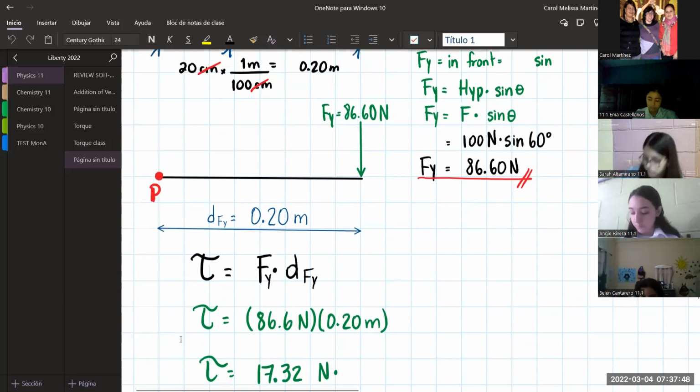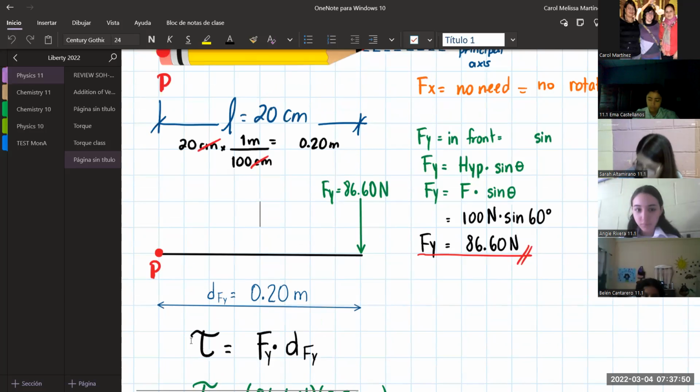Now, what type of rotation is Fy going to create? Counterclockwise or clockwise? Clockwise. Because it's clockwise, it's going to be negative. And since this is the last answer, the final answer, you put it in a box.